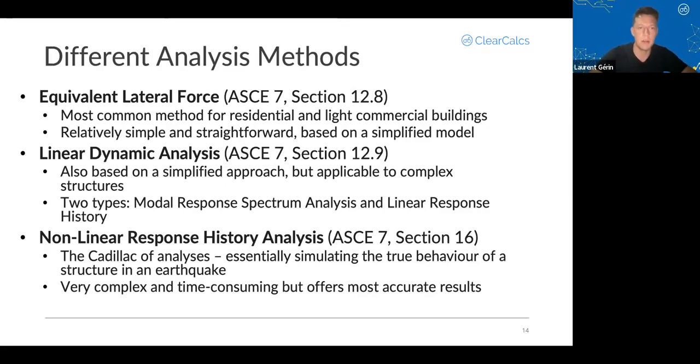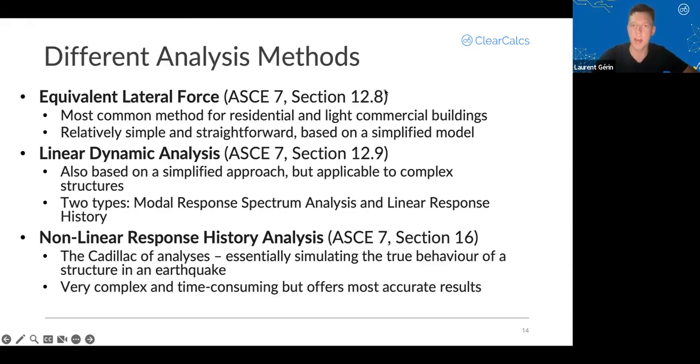Because it's nonlinear, you might get unexpected results where members that you beefed up actually end up taking even more load now. So you need to make them even bigger or you need to rethink your system or something like that. So in the tallest buildings, in the weirdest buildings, this is what you need. Typically, especially for small scale residential or low rise buildings, we would never be touching this. We'd be purely looking at the equivalent lateral force method.